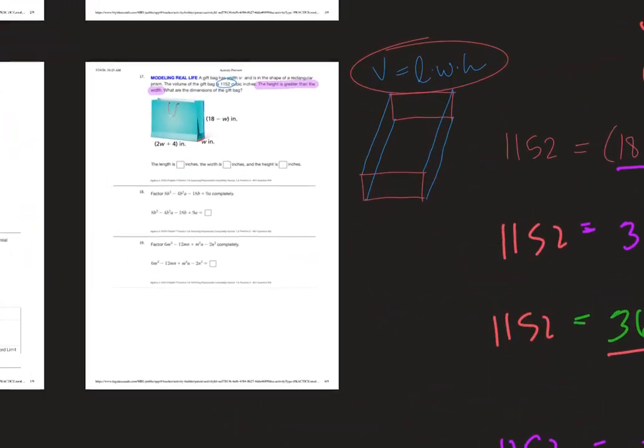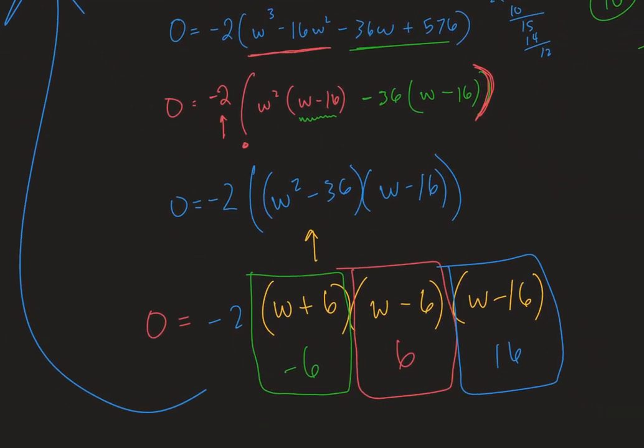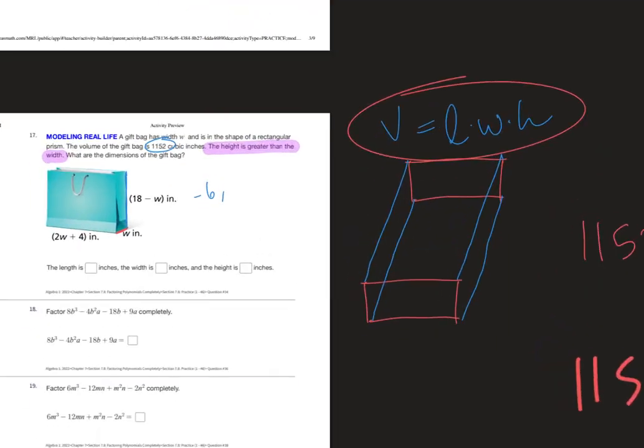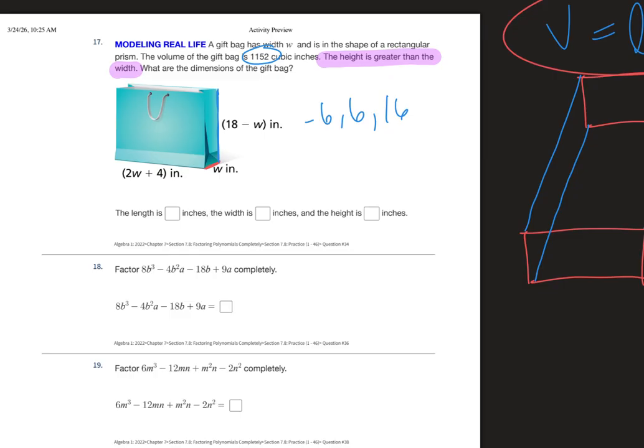So, is it possible to have negative 6, 6 and 16, there we go. Too many 6s flying around. So we have a negative 6. Can I have a negative length here? No. We have a 6. Well, I could have a 6 here, but can I have a 6 here? Actually, yes I can. So let's see. If we did that, we would have dimensions of 6. Let's see, 12 plus 4 is 16, and we would have 12.